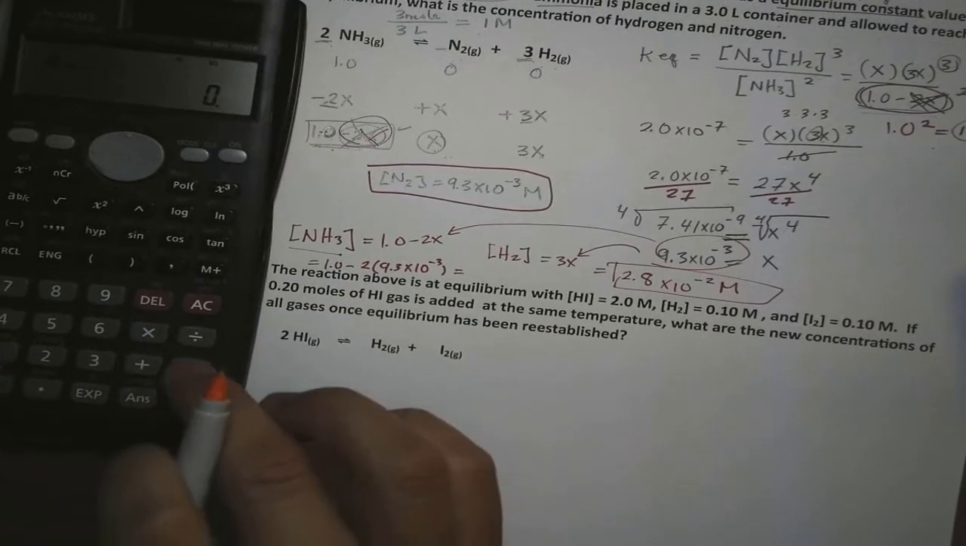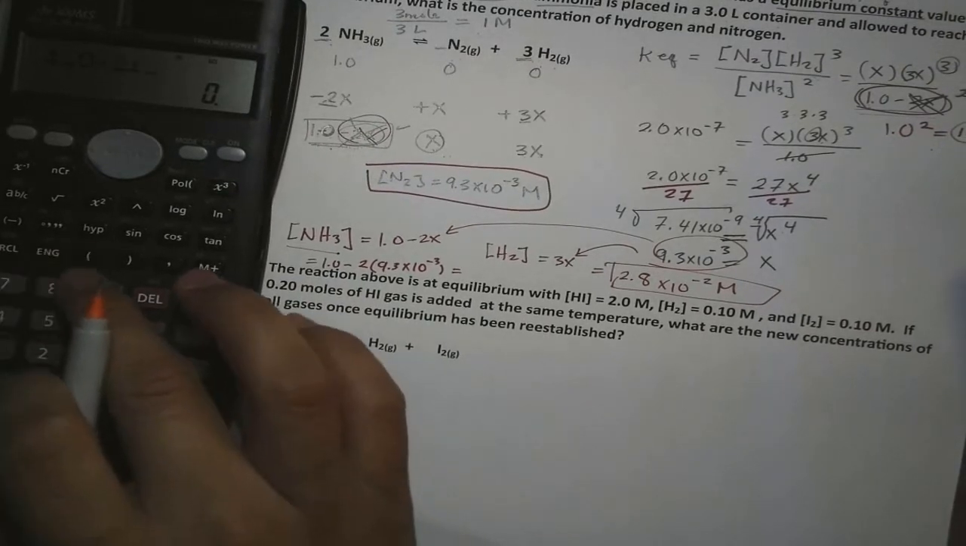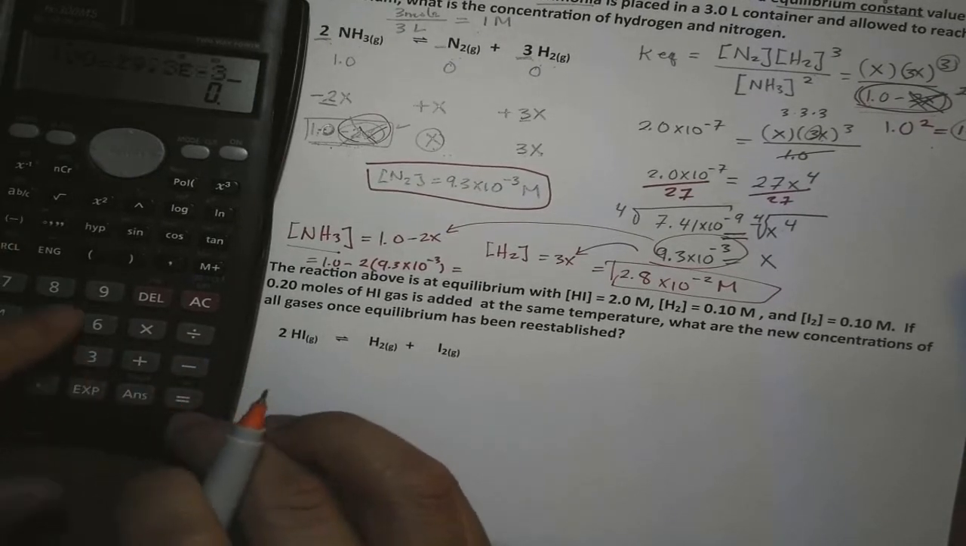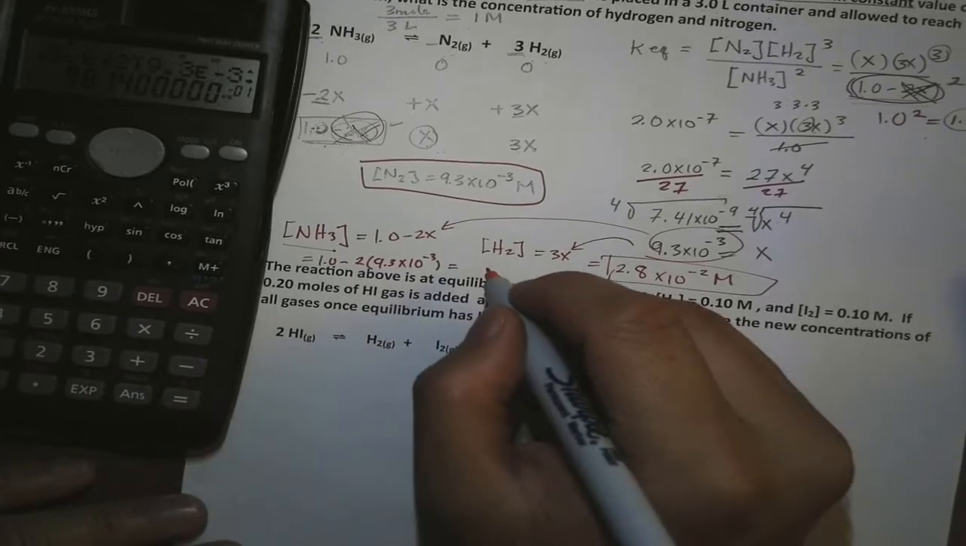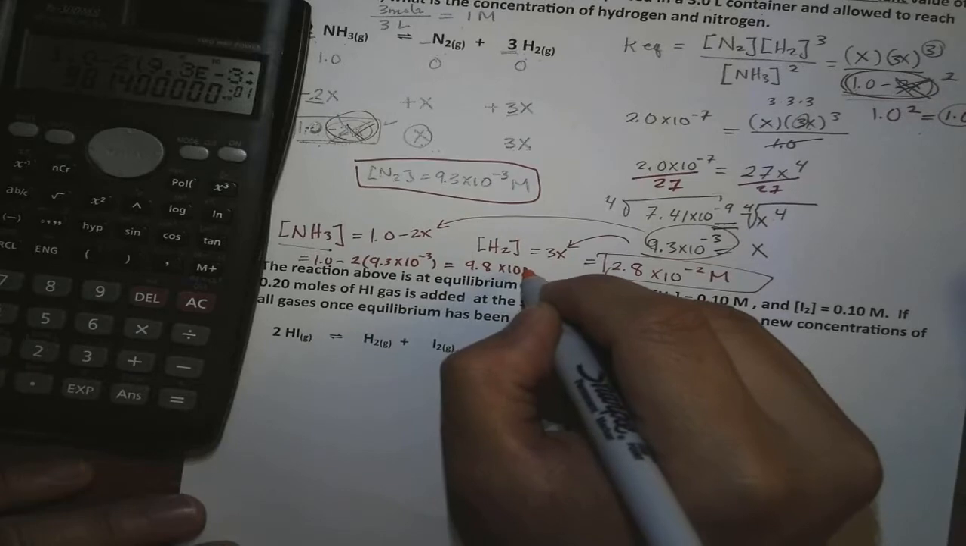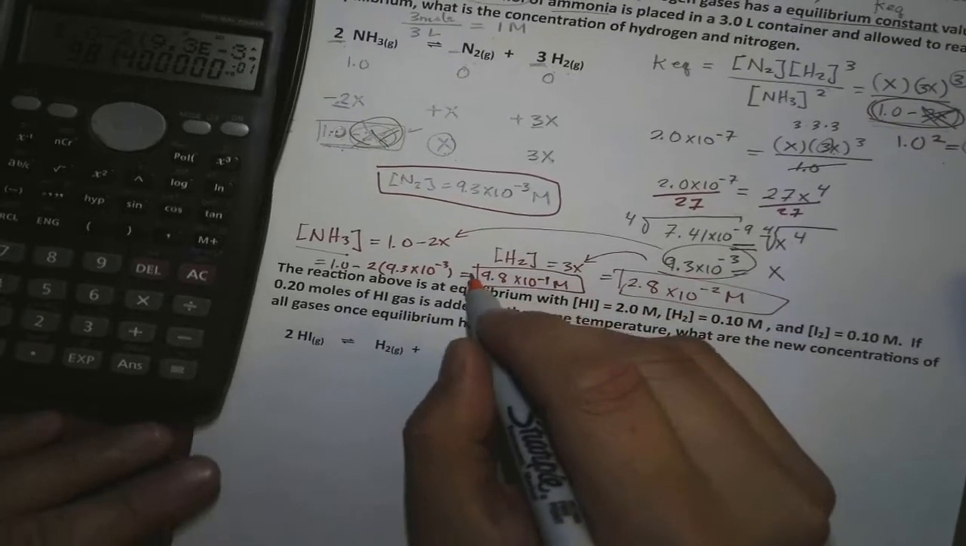So 1.0 minus 2 times 9.3 exp negative 3. That will give us 9.8 times 10 to the negative 1 molarity. And that would be the concentration of NH3.